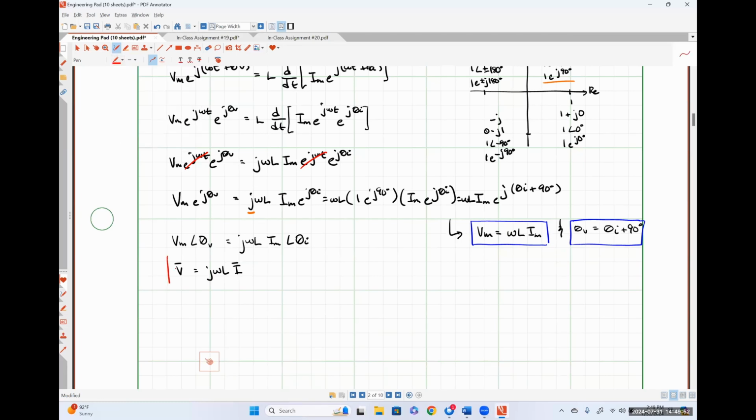So this is kind of an Ohm's law for inductances. But instead of just using L, we have to remember to multiply by a factor of j omega. We'll formalize that in a couple of minutes here.